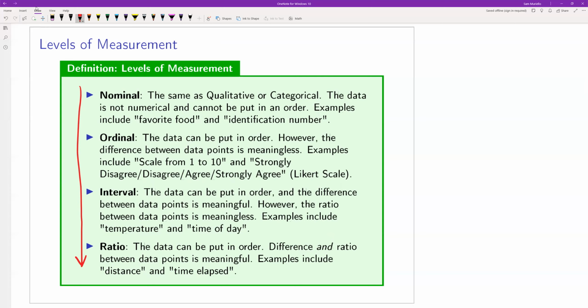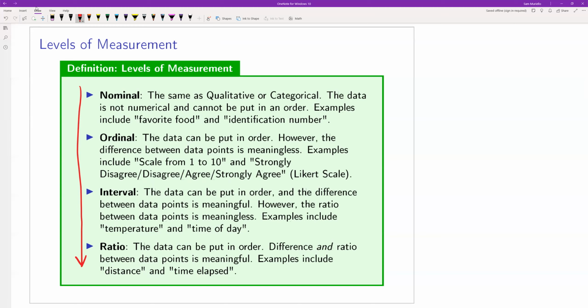This data could also be things that aren't even numerical, as long as you can put it in order. For example, when you're taking a poll and it says agree or disagree, maybe it says strongly agree, strongly disagree, that would be an instance of ordinal data because you can put it in order from least agree to most agree. But the difference between levels of agreement doesn't really have some significant meaning. The word for that kind of scale is a Likert scale, and it's very commonly used for polls today.